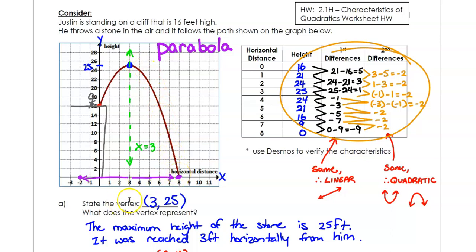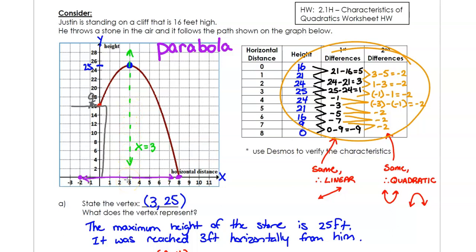When they say the vertex, they mean the very tip of the parabola, which is at an x coordinate of 3 and a y coordinate of 25. So we put that in brackets with the comma in between. Now, what does the vertex represent? In this situation, it represents a maximum height of the throw of the stone of 25 feet, and it happens 3 feet horizontally away from Justin.